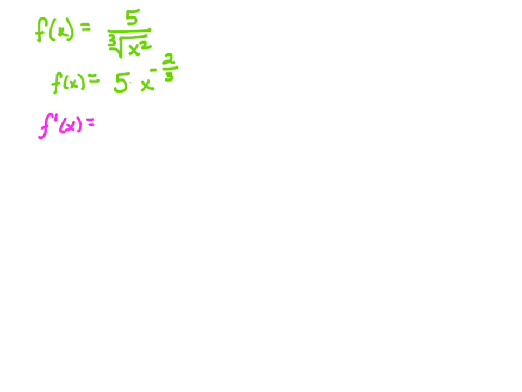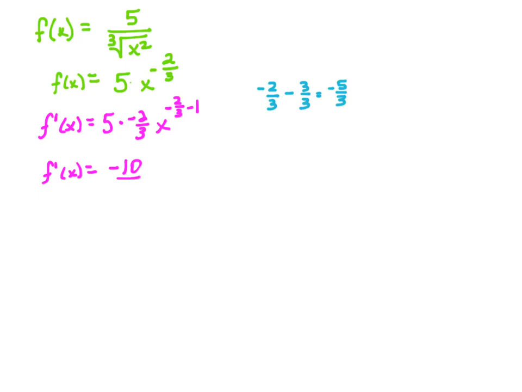F prime is equal to 5 times negative 2/3 x, and then I want to do negative 2/3 minus 1. So I'm going to write that little fraction subtraction out to the side. Negative 2/3 minus 1 would actually be negative 2/3 minus 3/3 to get a common denominator, and that would be negative 5/3. So back over here to my derivative, f prime of x is equal to 5 times negative 2/3 would be negative 10/3 x to the negative 5/3.